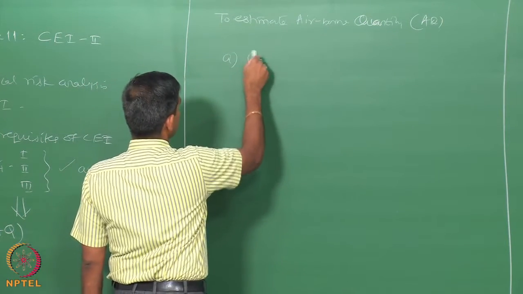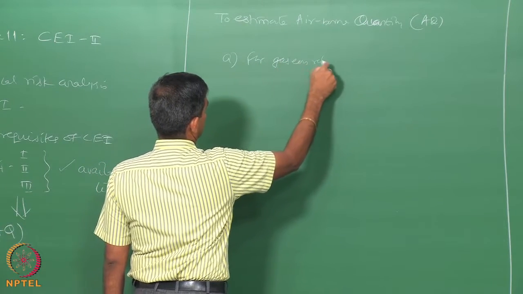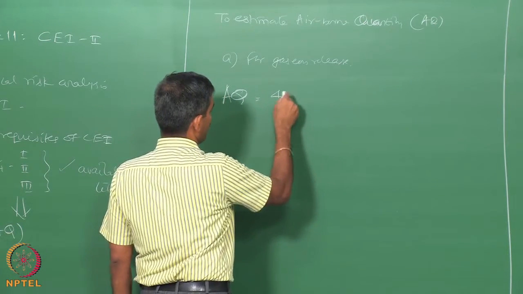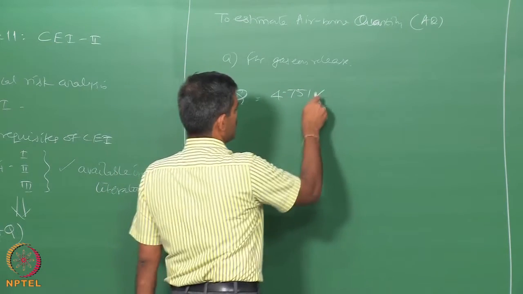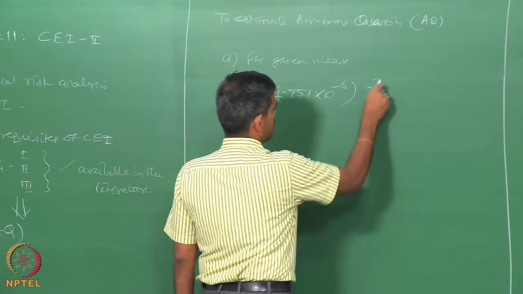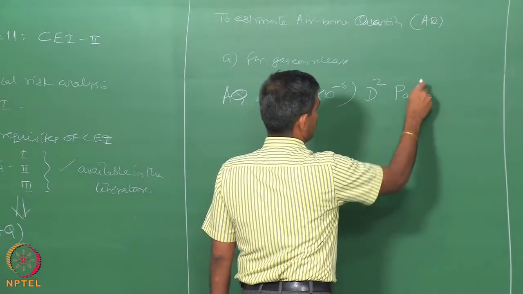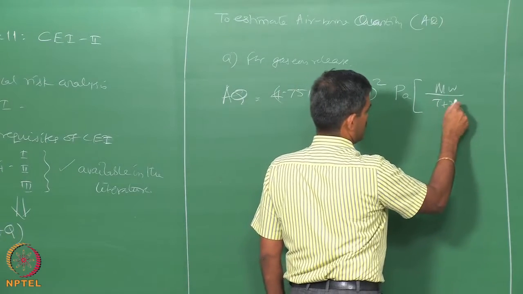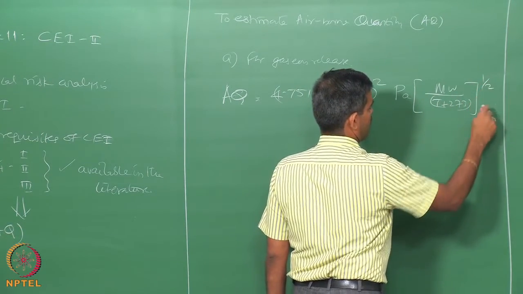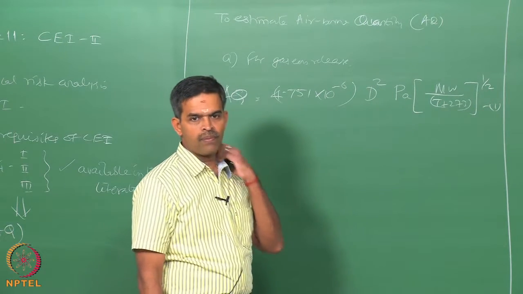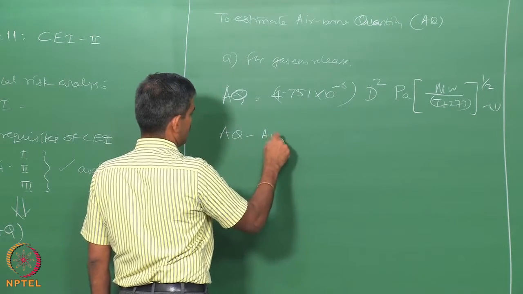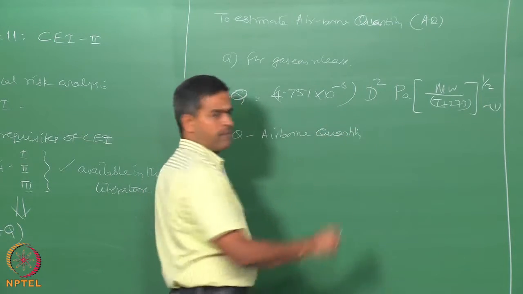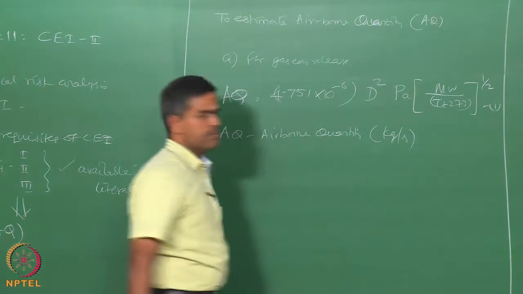So, let us say for gaseous release, AQ is given by 4.751 × 10 power minus 6 × d square × P_A × (mW by T) whole to the power half, equation 1, where AQ is the airborne quantity which is going to be in kg per second.